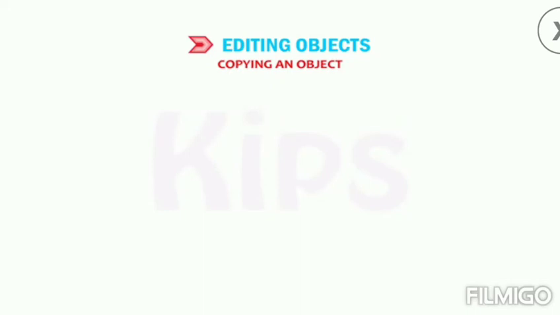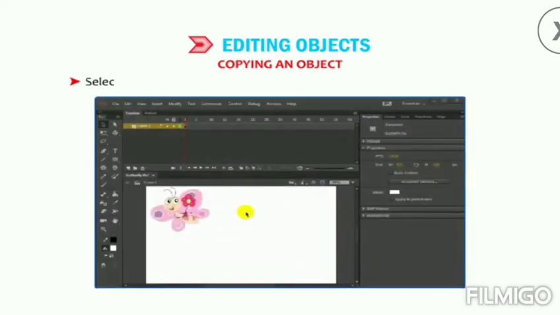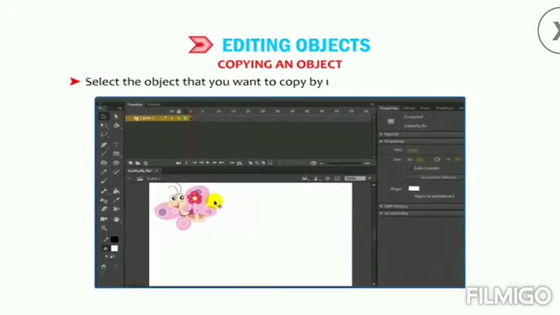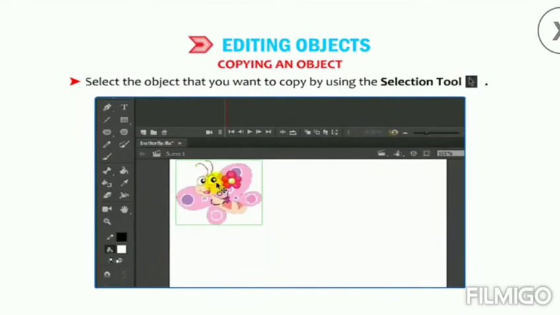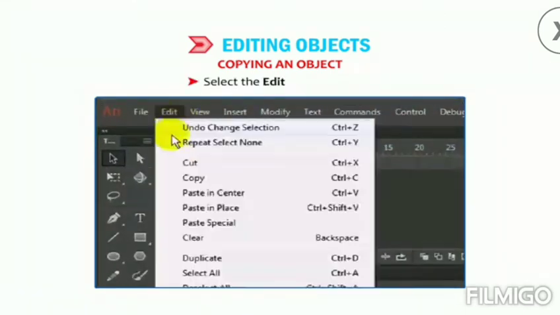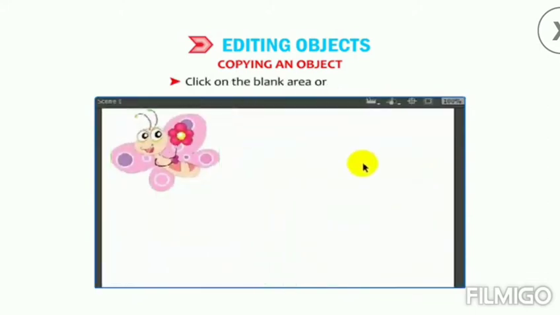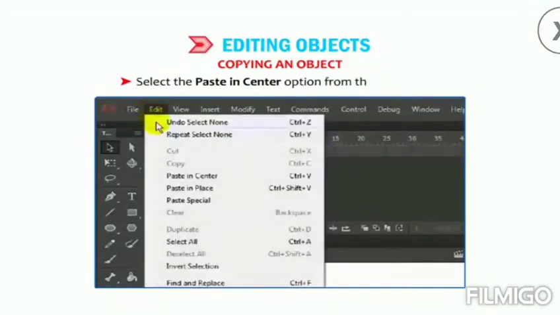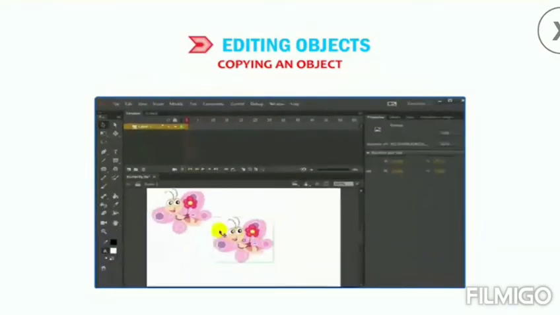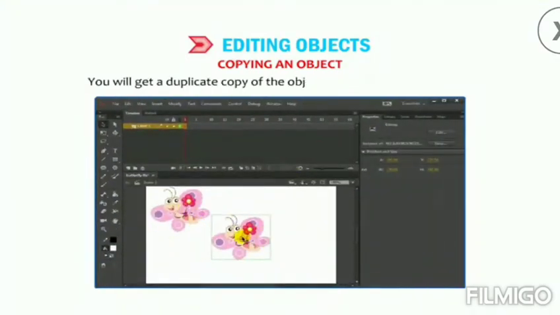Copying an object. Select the object that you want to copy by using the selection tool. Select Edit, then go to the Copy option. Click on the blank area on the stage. Select the Paste in Center option from the Edit menu. You will get a duplicate copy of the object at the center of the stage.